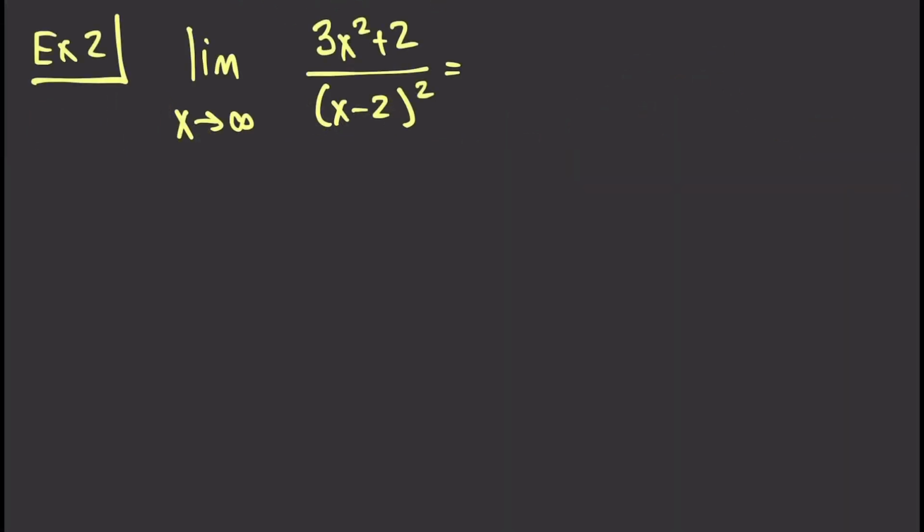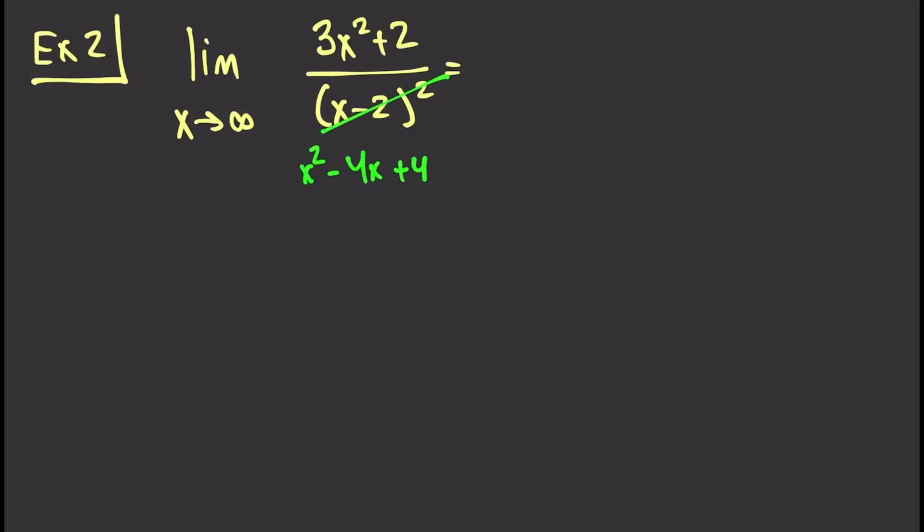Let's take a look at another example. All right, in this one, you can see here that I need to do a little bit of work in that denominator before I can go ahead and divide everything by what will end up being an x squared. So remember, if you multiply this out, x minus 2 times x minus 2, that's going to be x squared minus 4x plus 4.